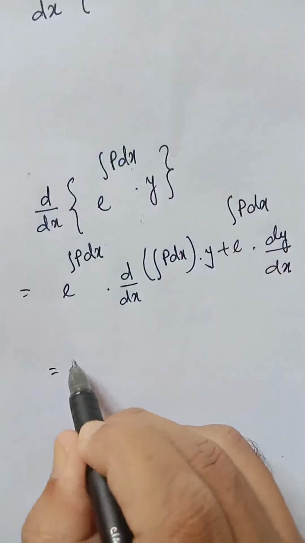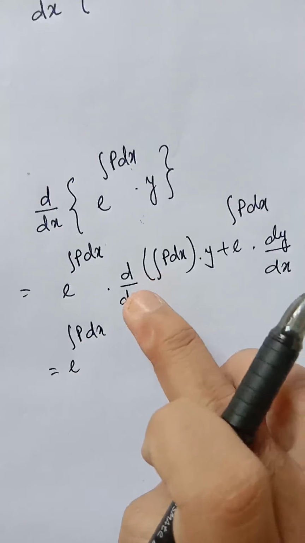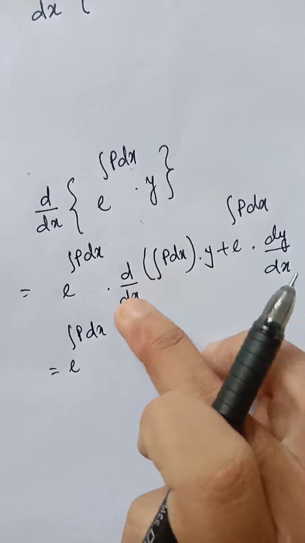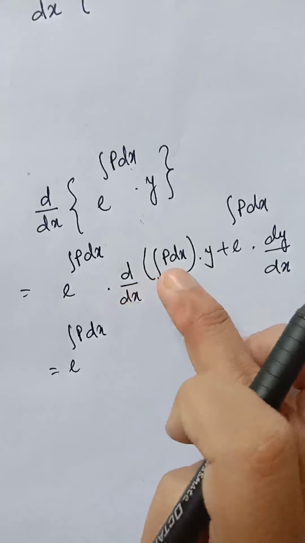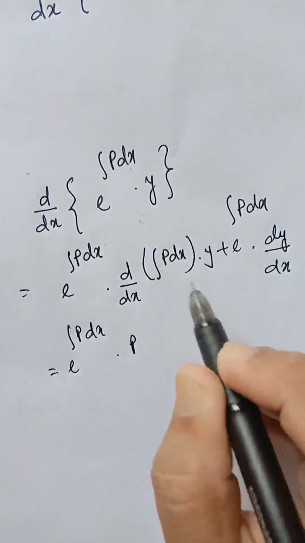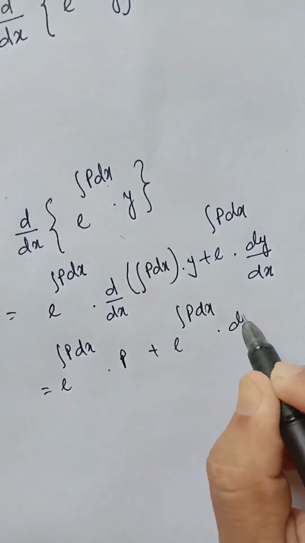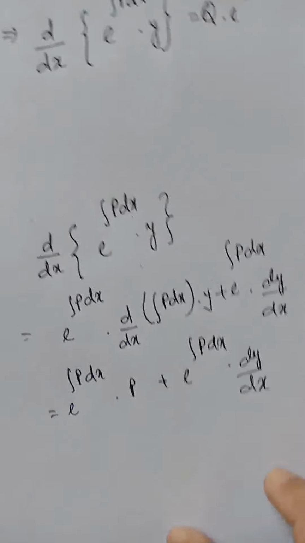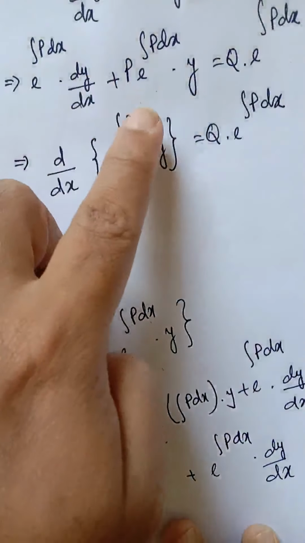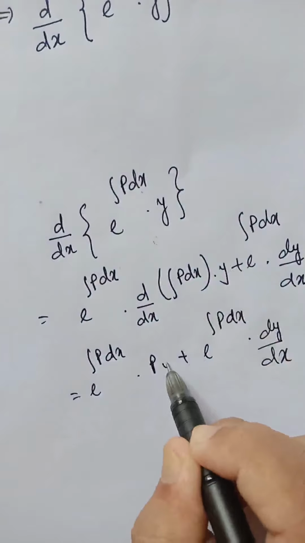Now, e to the power integration of p dx. Now, what is the derivative of this? Derivative and integration are reverse processes. So the derivative of the integration of these two will get cancelled. What will remain? P, only p will remain, plus e to the power integration of p dx into dy dx. Now, you can check. What is this line? E to the power integration of p dx. You see? What did I miss here? Y. I have missed y here.